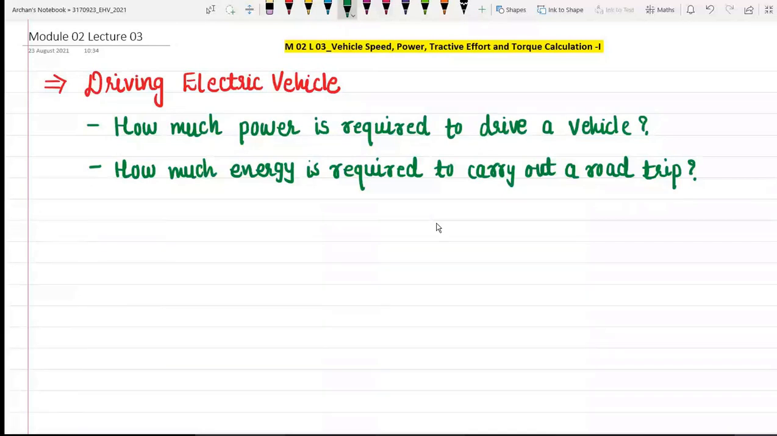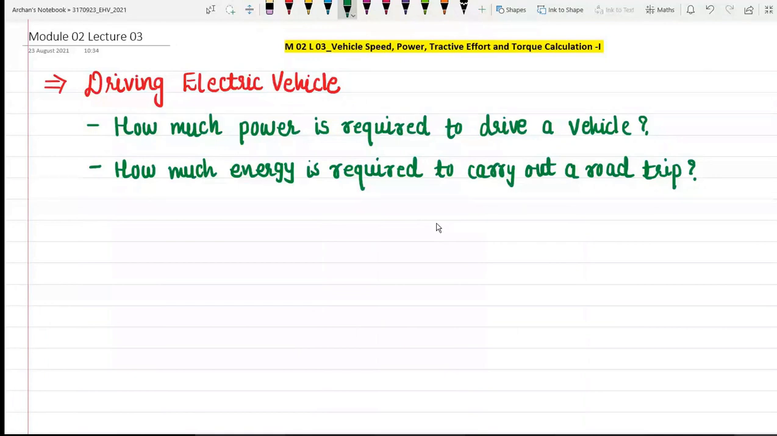So the question should arise in our mind: whenever we try to move an electric vehicle or hybrid electric vehicle, how much power is required to drive that vehicle? And how much energy is required to carry out the road trip? These two are the important questions while we are designing an electric vehicle, whether it is a two-wheeler, three-wheeler or four-wheeler, or even a truck or bus.